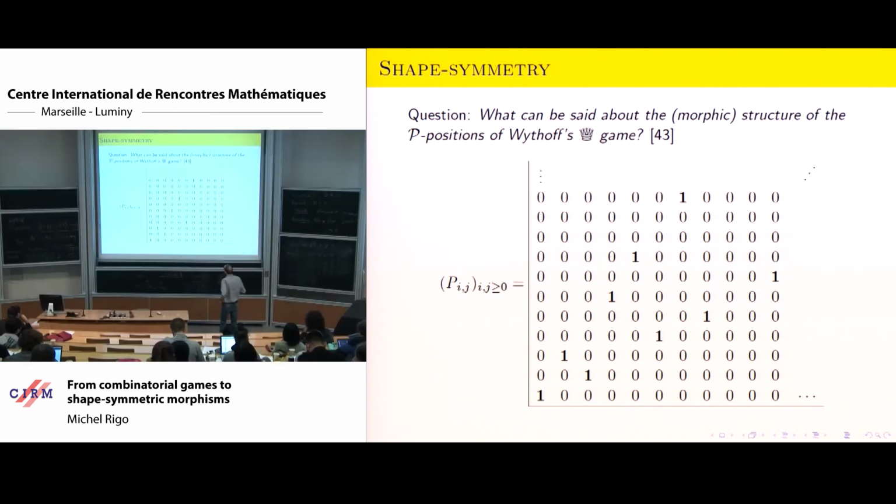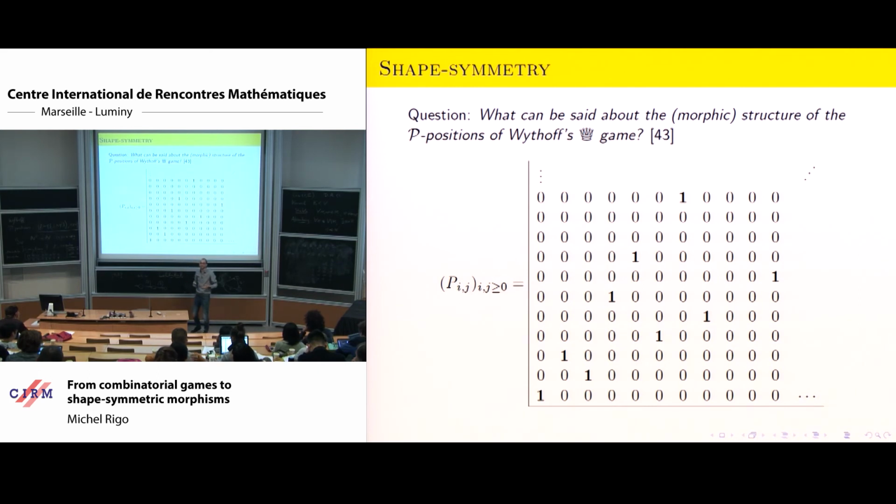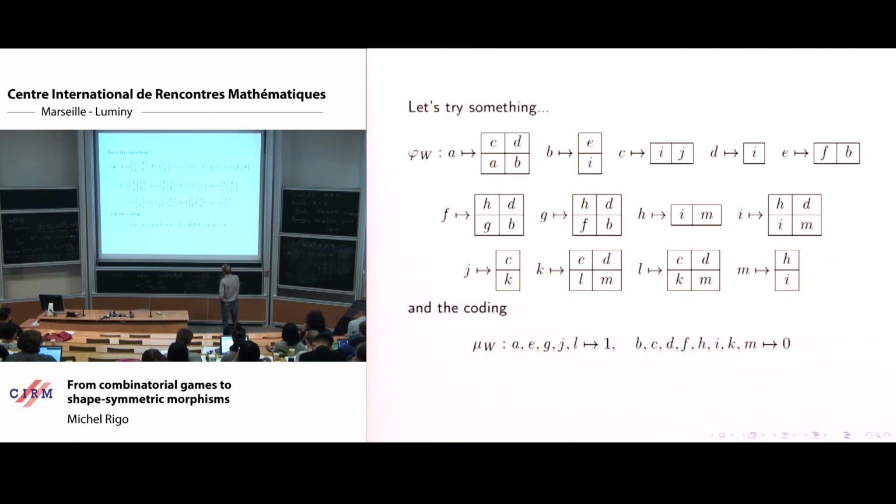So first, I just put 1 exactly where you have P positions of the Wythoff game, right? 1, 2, 3, 5, and so on. 4, 7, like yesterday for Shigeki. So you have all these P positions of the Wythoff game. And the question is, I have some bidimensional infinite word over 0, 1. Can I produce this in some way? Can I produce some morphism to get this infinite picture? And the answer is yes.